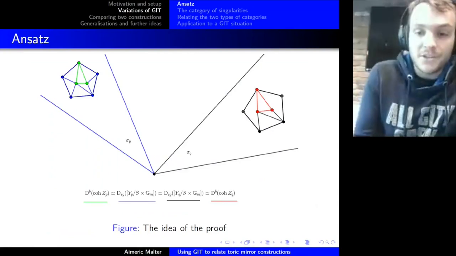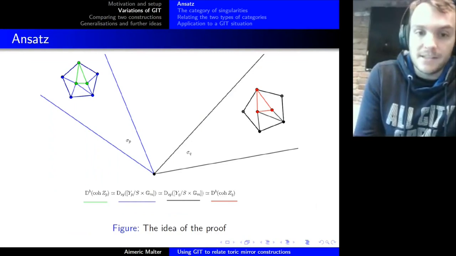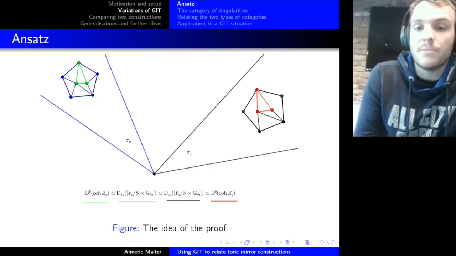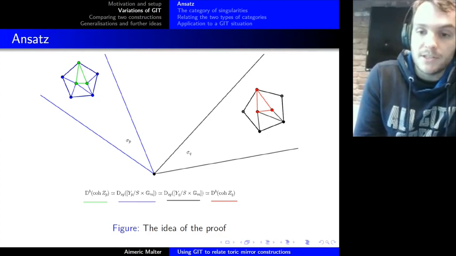So this picture is a picture I want you to keep in mind. It symbolizes the ansatz I have. We will have a fan, and we will have two chambers of that fan, sigma P and sigma Q. It's going to be a secondary fan, so each chamber corresponds to some triangulation, which I will describe in a bit.